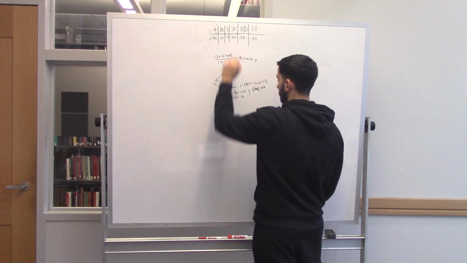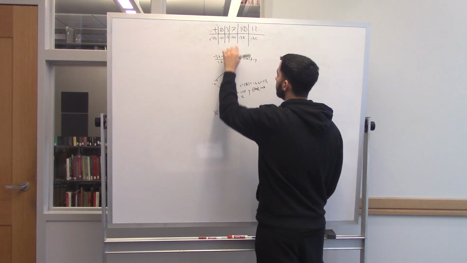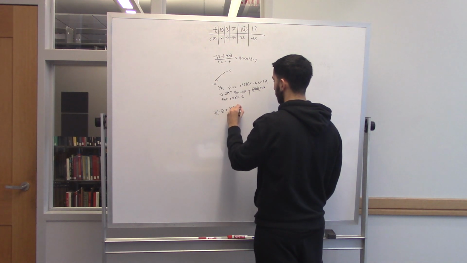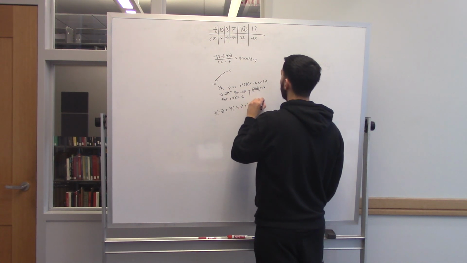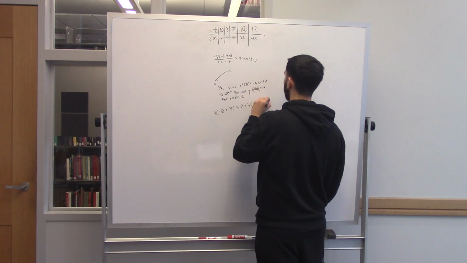Then we have 7 minus 3 is 4, times the value at 7. 10 minus 7 is 3, times the value at 10. And then 12 minus 10 is 2, times the value at 12.